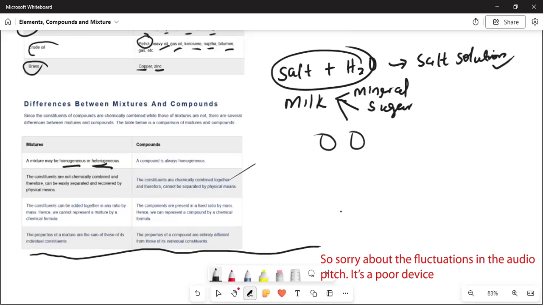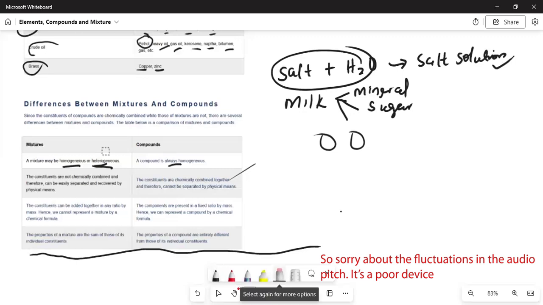A compound is always homogeneous because once it is a compound, remember that a new substance is formed from the components that combined. That new substance that is formed is entirely different from the component elements. And so the components are homogeneous. You cannot identify one from the other. Then, number two, the constituents are not chemically combined. That's for mixture. The constituents of mixtures are not chemically combined.